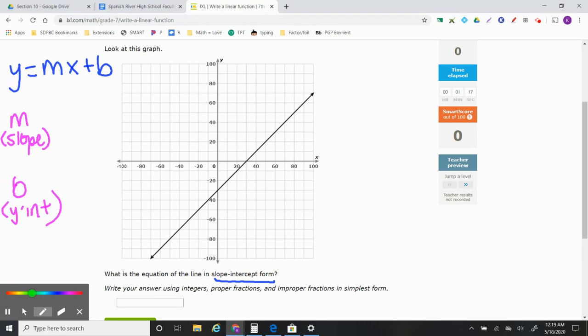So for this specific problem, I like to start with the y-intercept first. My y-intercept, that's where it's crossing the y-axis. This looks like it's going by tens. So this is 10, 20, so that would be negative 30.